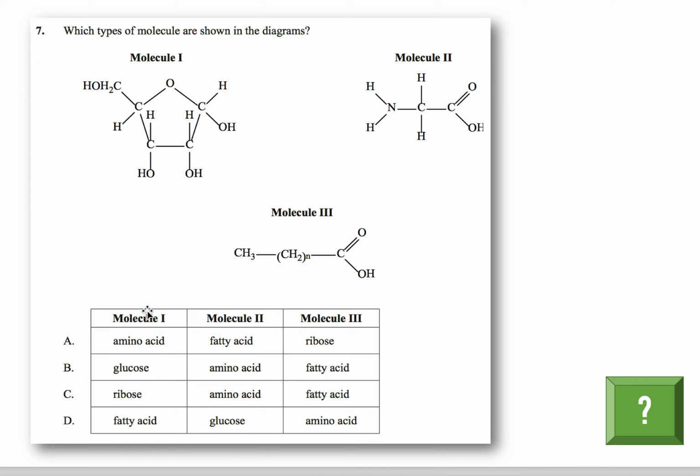So molecule 1 here, as we know, is a ribose. Automatically we know it's C just by knowing that it's ribose. Now, can we confirm this? Let's check. Molecule 2 is an amino acid, and we can see that's true here. Molecule 3 is a fatty acid. It's a lipid. Okay, so the answer will be C.